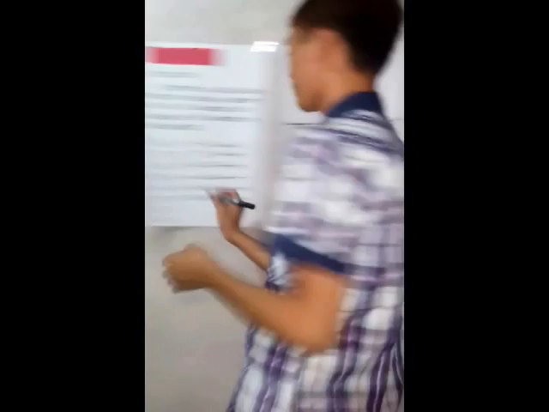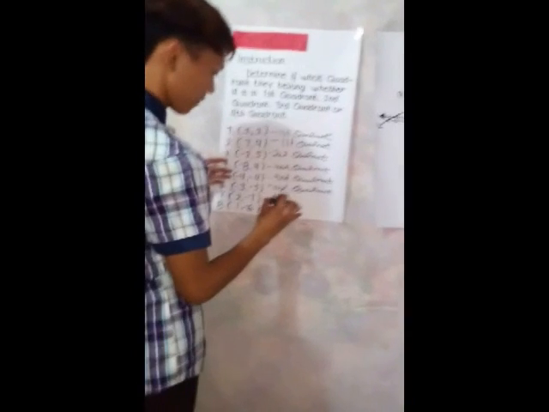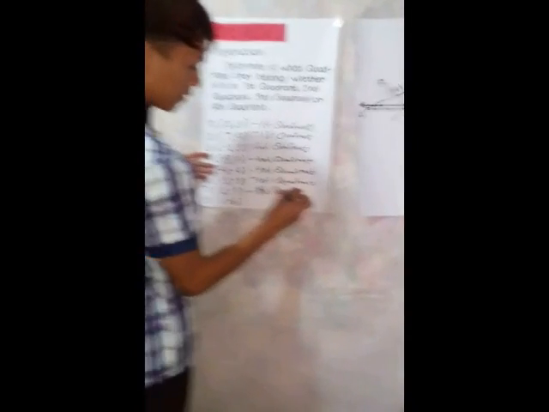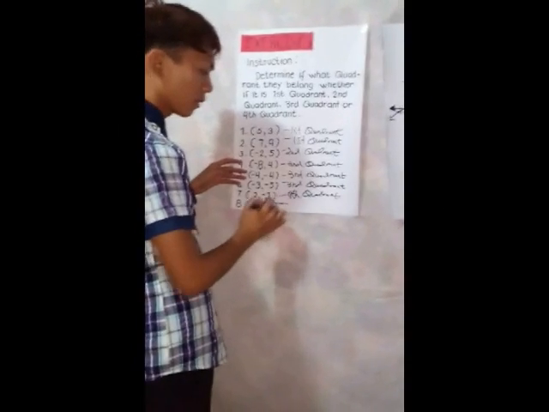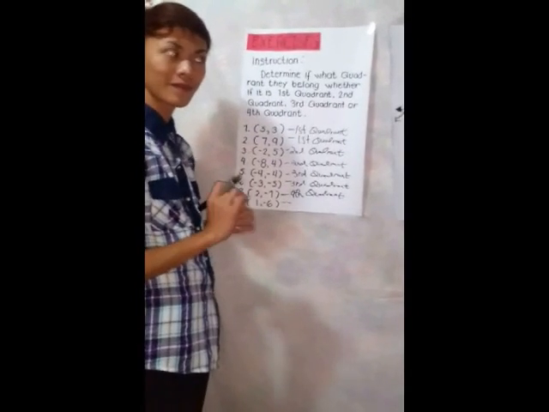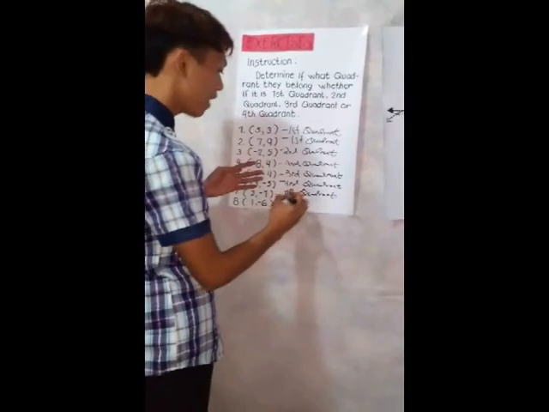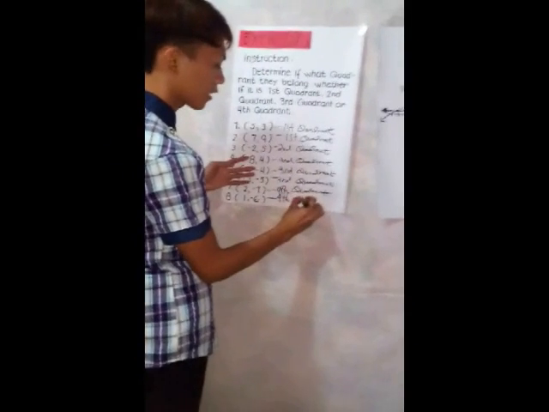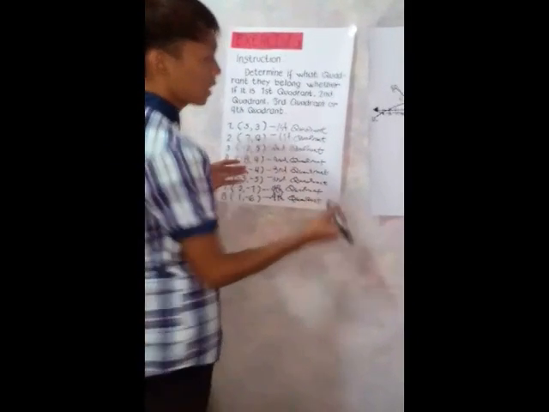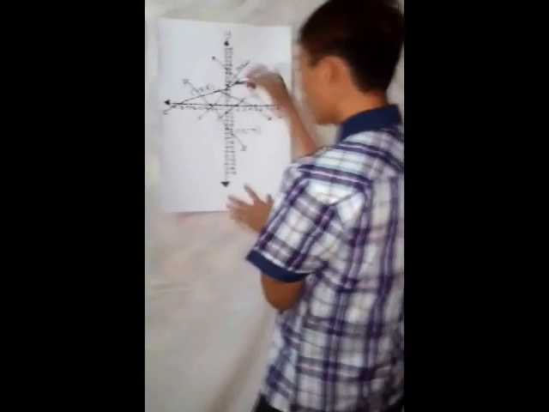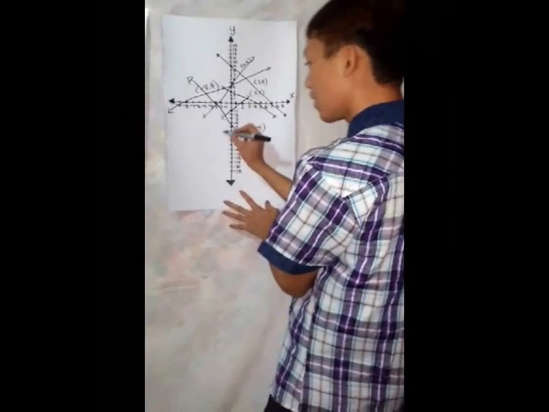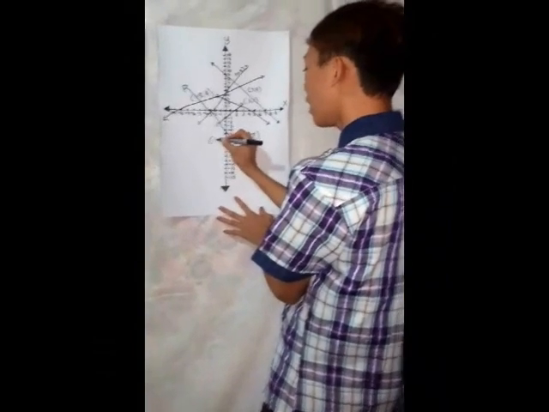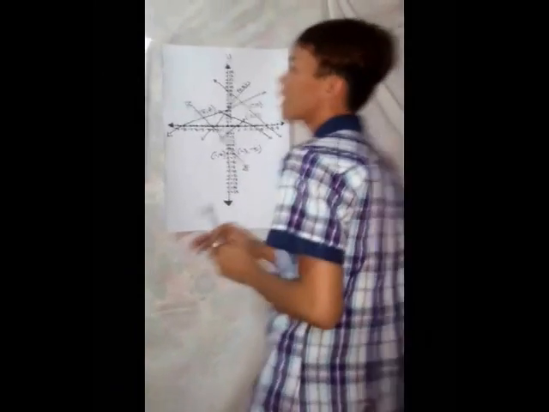And last number is positive 1 and negative 6. What do you think the answer? Yes, you're right. It belongs to fourth quadrant. And in the fourth quadrant, we have positive 1. Here's the positive 1. And negative 6. So here, we write 1 and negative 6. So we're through with the exercise.